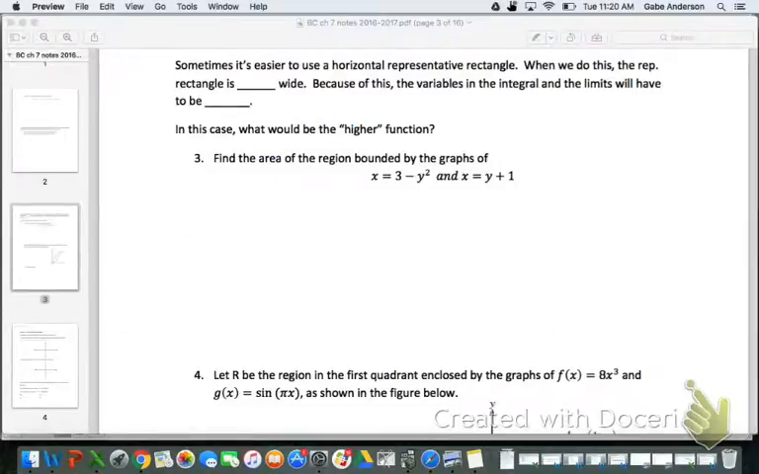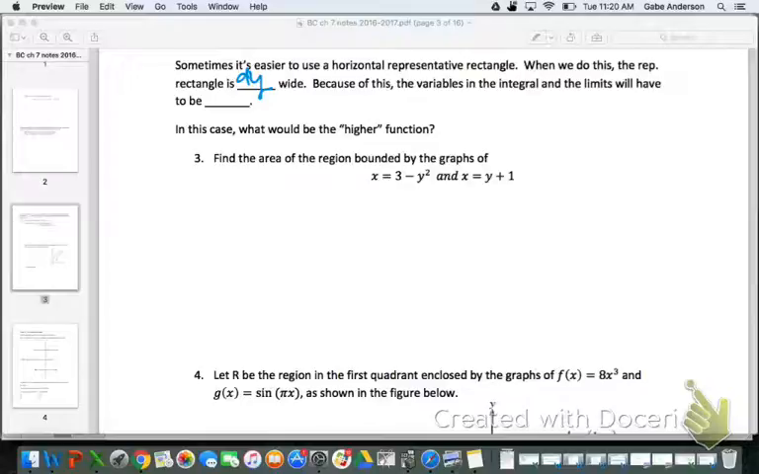It says, sometimes it's easier to use a horizontal representative rectangle. I hinted at this yesterday. When we do this, the representative rectangle is no longer dx wide. It is how wide? dy. And so that's going to change everything. That simple fact is going to change everything else in the integrand. And the limits, everything is going to have to be in terms of which variable?